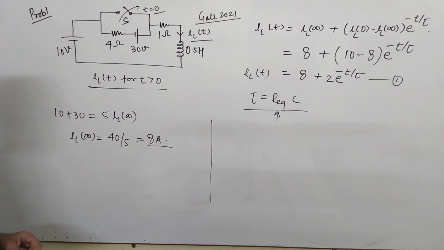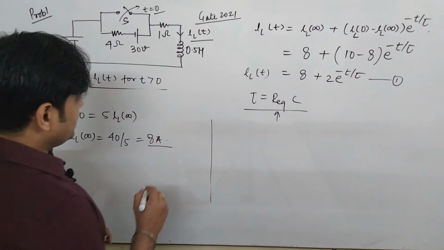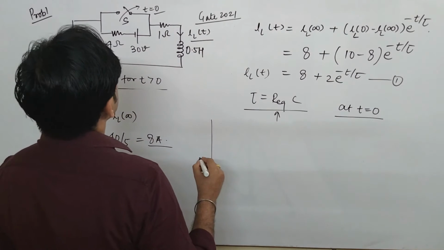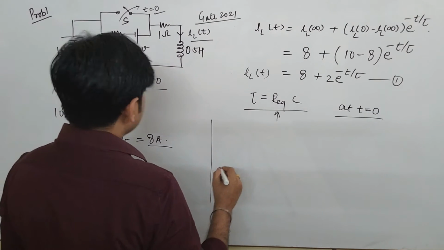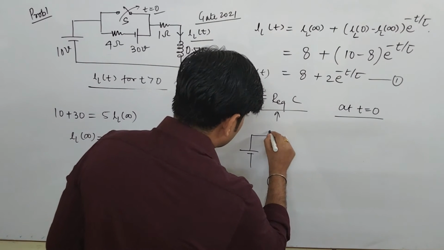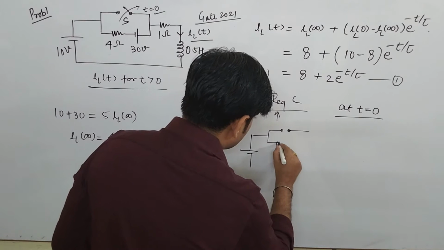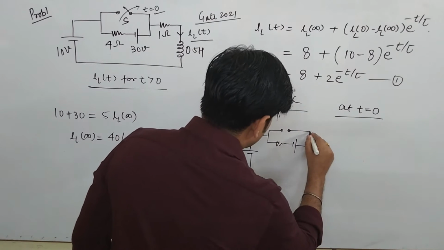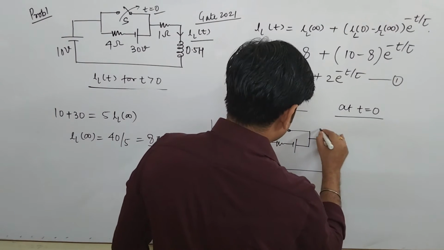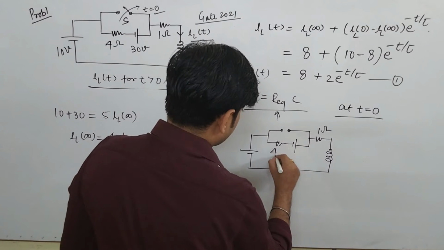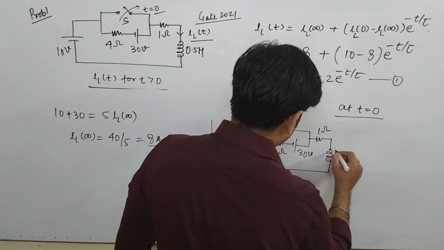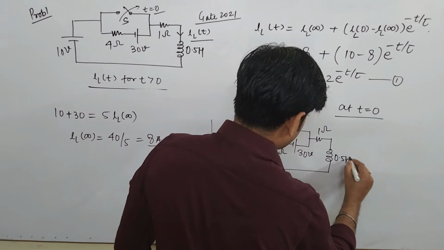So for finding out the value of Thevenin's equivalent, R equivalent, as I said, you have to draw the circuit at t equal to 0. At t equal to 0, if you see this circuit, the switch will remain open. So your circuit is somewhat like that. This is your open condition, and here is your inductor which is connected. This is 1 ohm, this is 4 ohm, this is 10 volt, and this is 30 volt, and this is your inductor of 0.5 Henry.